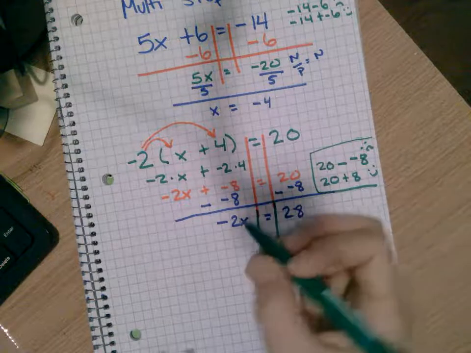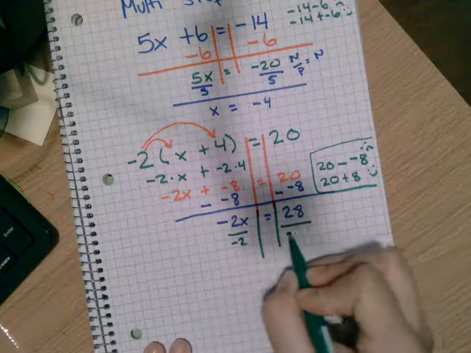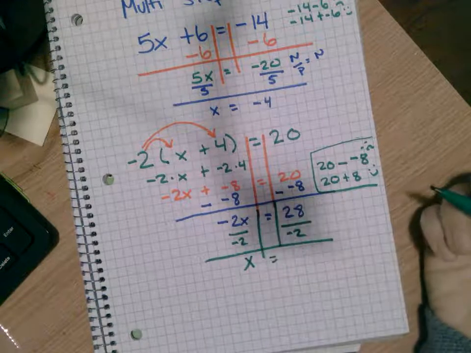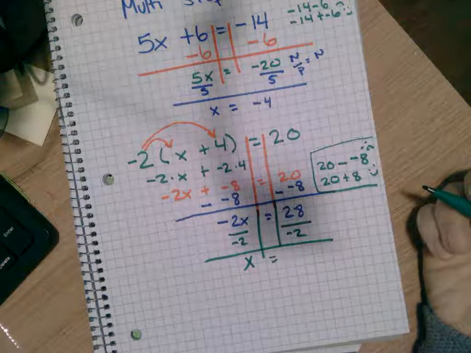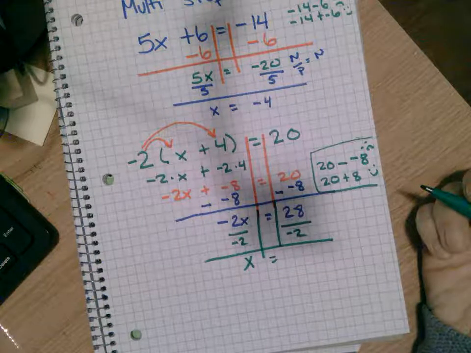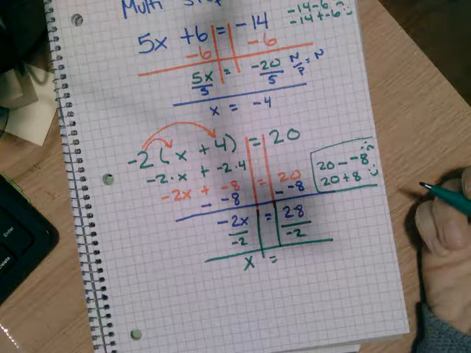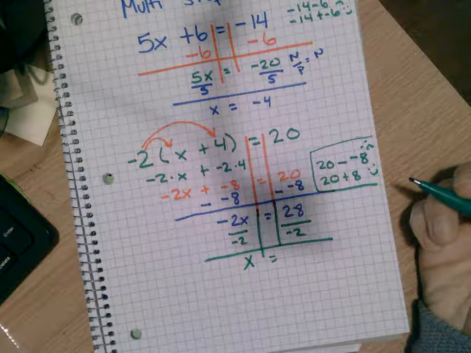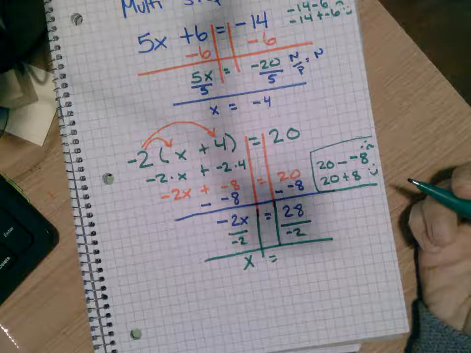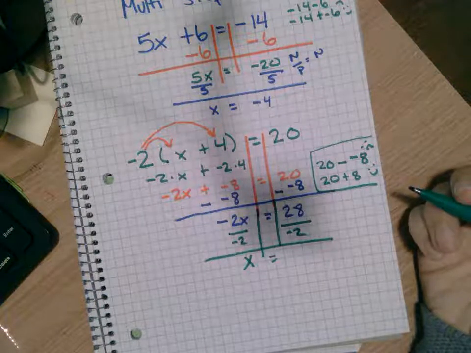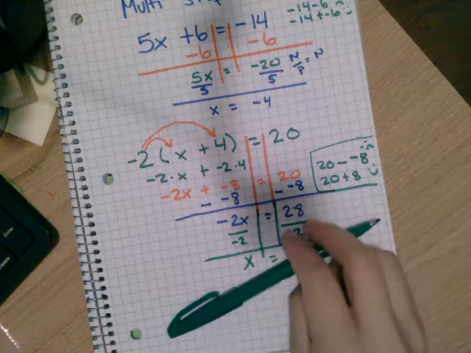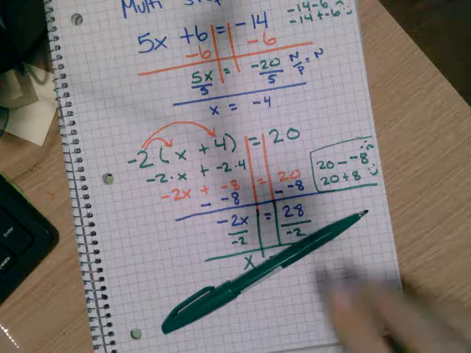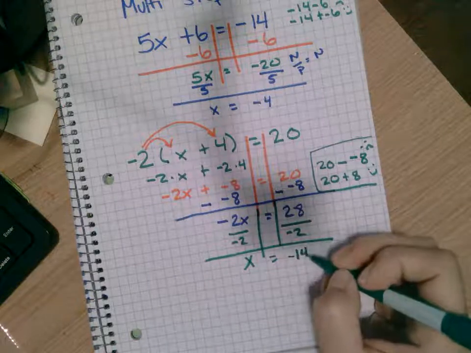Our last step is to divide by negative 2. And x equals, what's 28 divided by negative 2? 28 divided by negative 2. Negative 14. Negative 14 is our answer.